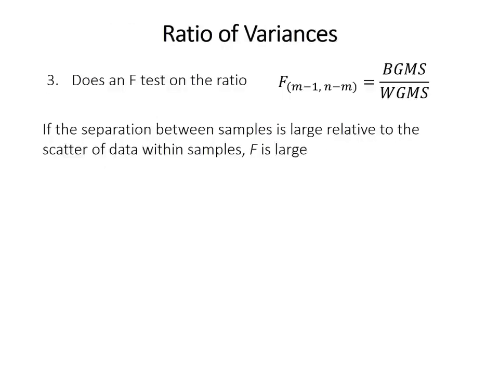So the test statistic, F, is calculated as the ratio of the two variances, the between groups mean square and the within groups mean square. Analogous to the t-test, this is basically a signal-to-noise ratio. So if the separation between samples is very large relative to the scatter of data within samples, the F statistic is large, and it's more likely that at least one of those samples didn't come from the same population as the others.